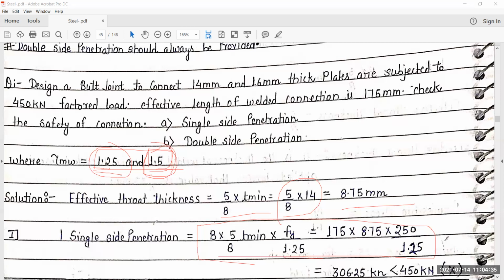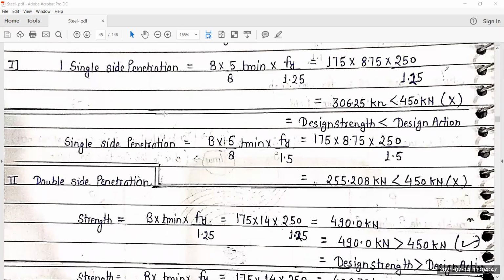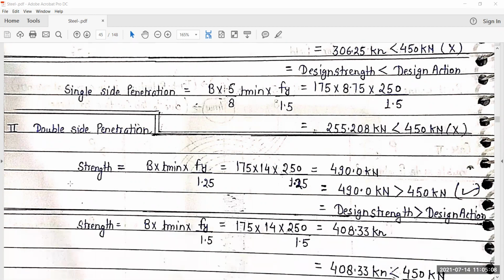Okay, the result is 380. Now the single side penetration, b into 518 and 8.1 to value. Then you're getting a result 255. 255 is less than or equal to 450 kilonewton. Okay, double side penetration.